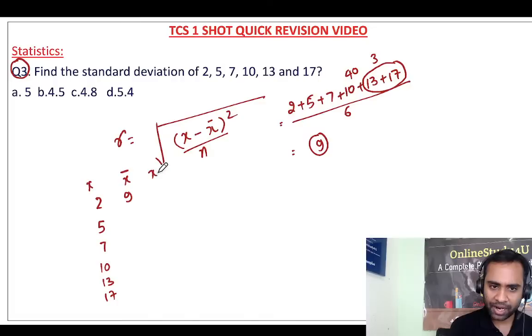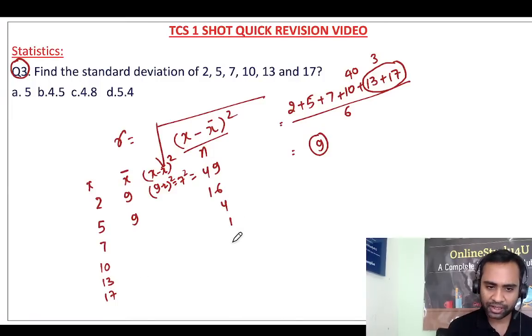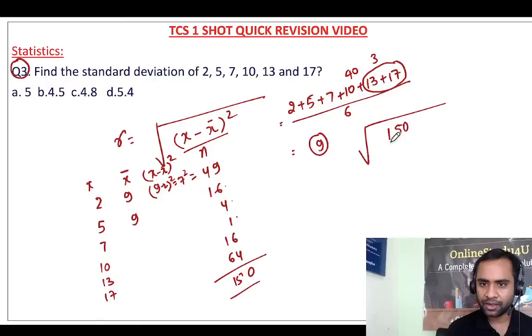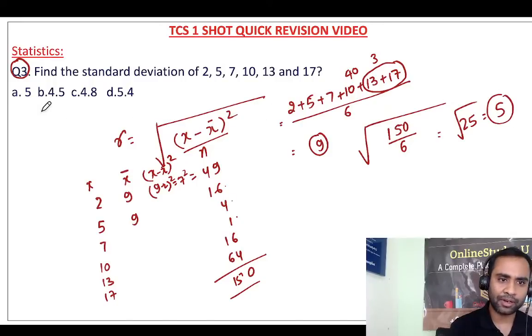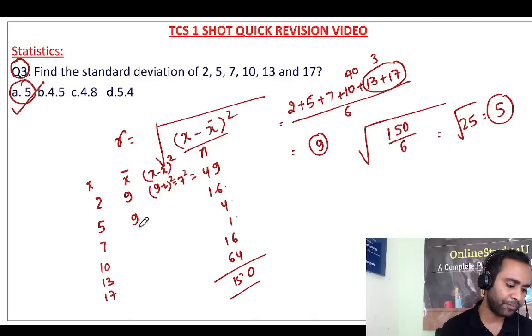Now we will calculate (x minus x bar) square. 9 minus 2, that is 7, square is 49. Then 5 minus 9, 4 square is 16. 7 minus 9, 2 square is 4. Then 9 minus 10, 1 square is 1. Then 9 minus 13, 4 square is 16. It's only 6 data, right? And then 9 minus 17, that is 8 square is 64. Now add everything: it is 150. So the sum of (x minus x bar) square is 150 and the total number of data is 6. So this is 25, and the square root of 25 is 5. So our answer will be option A. That means 5 is the standard deviation.